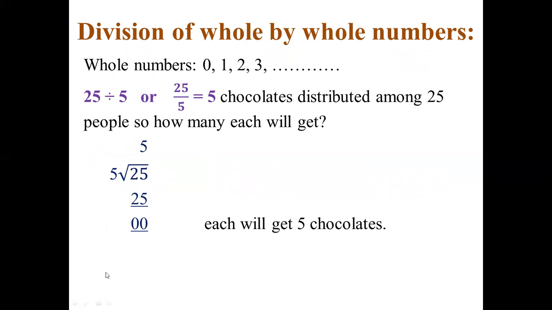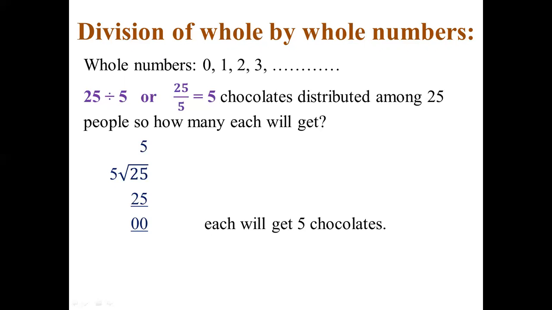Now the next part of the definition was division of whole by whole numbers. For that, first of all, you have to understand what whole numbers are. Whole numbers always start with 0 and it goes on, because counting is a never ending process. For example, if I ask you to divide any whole number with a whole number, I have taken an example over here, 25 is divided by 5. Over here, my 25 is the dividend, which goes inside the radical, and 5 is the divisor.